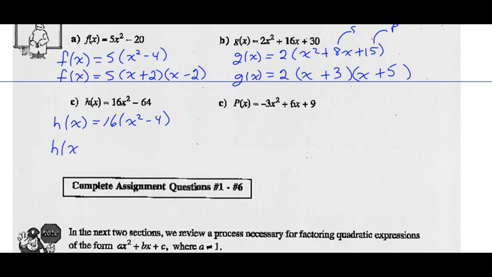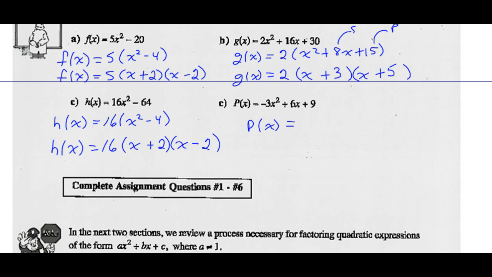And from there, I know that x squared and 4 are both perfect squares. So the square root of x squared is x, the square root of 4 is 2. Make one positive, make one negative, and we factored h of x. Do the same thing for p of x.